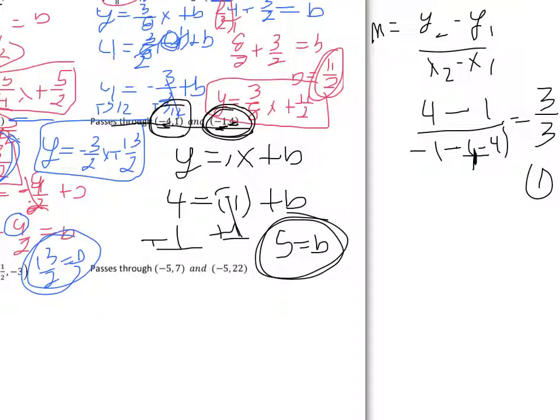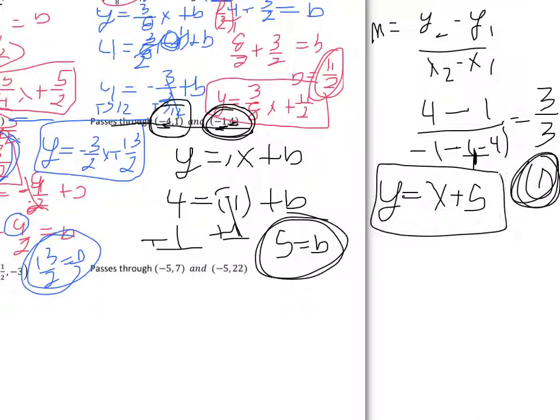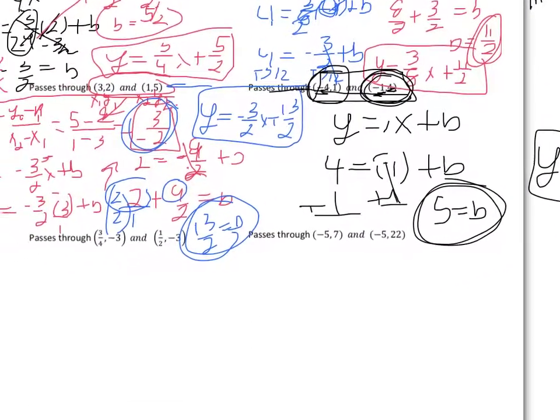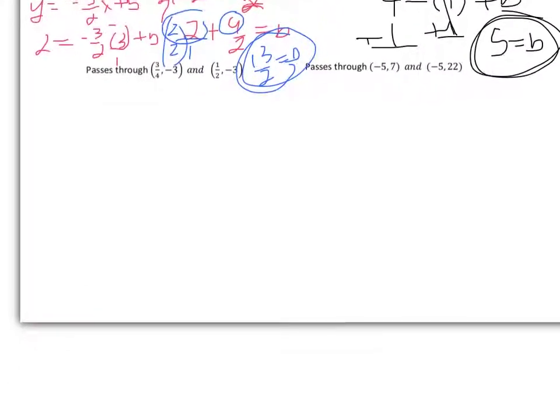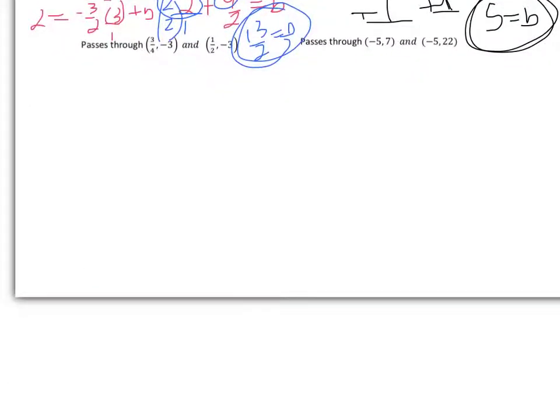So notice, we have our b, we have our m. We can write the equation. Y equals 1x, or just x, plus 5. And that's the equation of the line that contains these 2 points. So, got a couple more of these, and they're right down here. And then we should be okay.